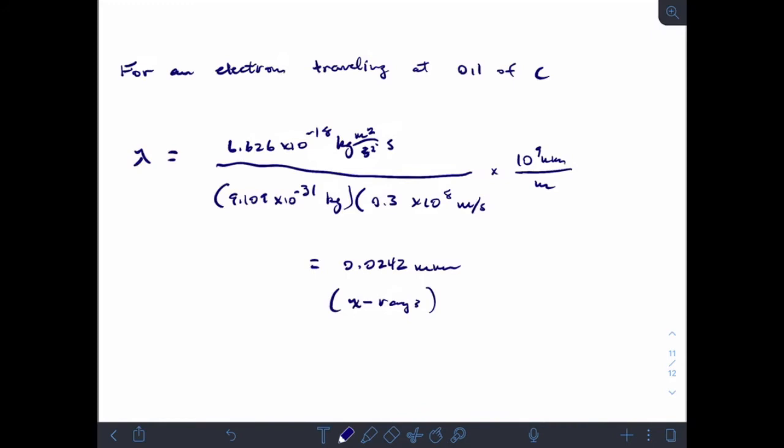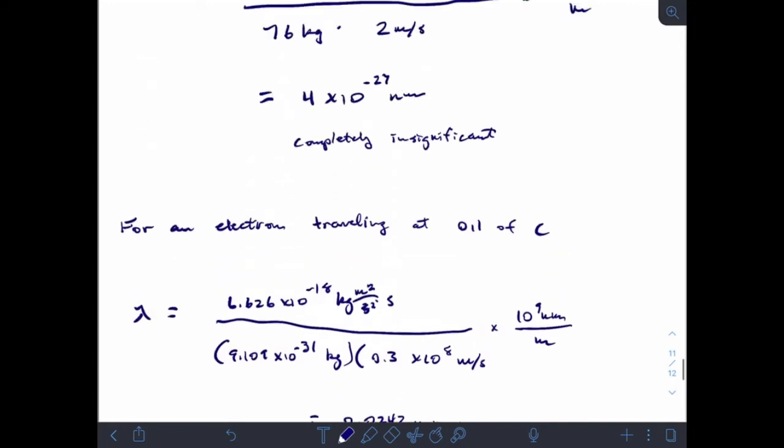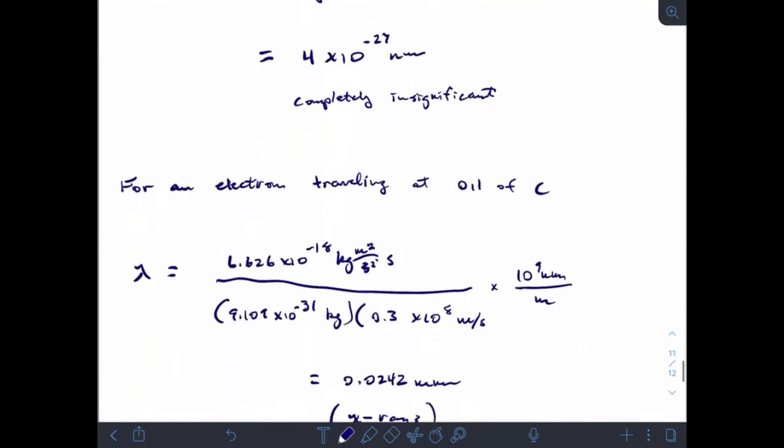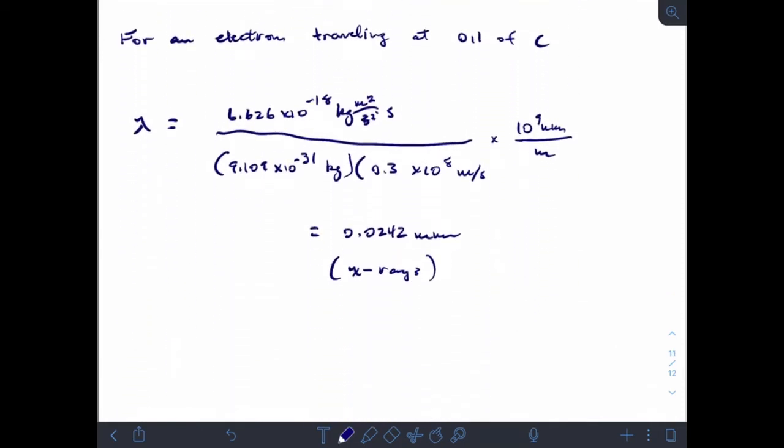Right? So the smaller the object, the more significant the wave-like behavior is. So a macro object, something the size of a human being, the wavelength is so small that it's completely insignificant. All right? But when I get down to tiny objects, electrons, protons, photons, whatever, subatomic particles, now the wave-like behavior actually becomes important. Okay, so I'm going to go ahead and stop this video right here, and we'll pick it up on the next video talking about the uncertainty.